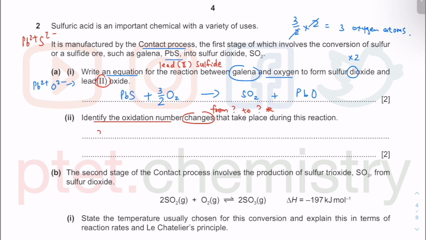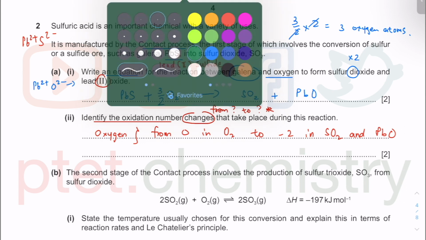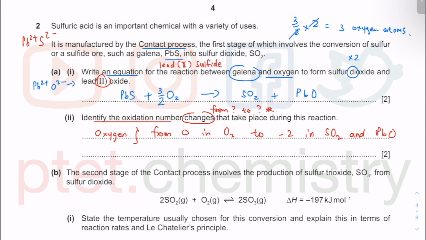But we know that oxygen goes from 0 in O2 to -2 in SO2 and also PbO. So the change there is from this to this, or you can say -2 minus 0, the change is -2 there. In terms of the sulfur, is there any change in the sulfur? There are no changes in the sulfur, oh, there is a change in the sulfur. There is a change in the sulfur.